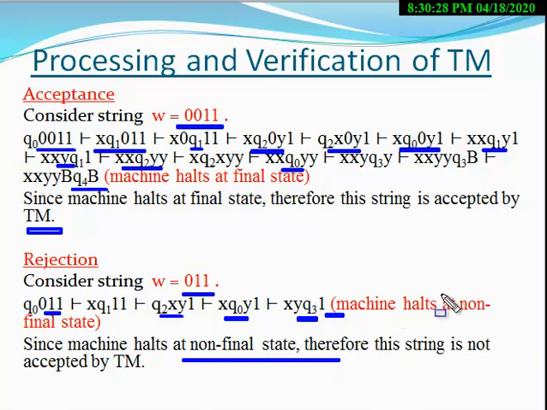So clearly the machine which we have constructed here accepts all those strings which belong to L and rejects all those strings which do not belong to L. It means the constructed machine is correct. Okay. Now we come to the next example.